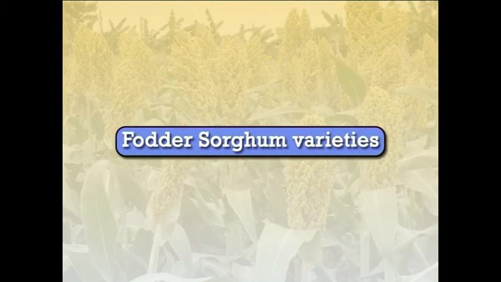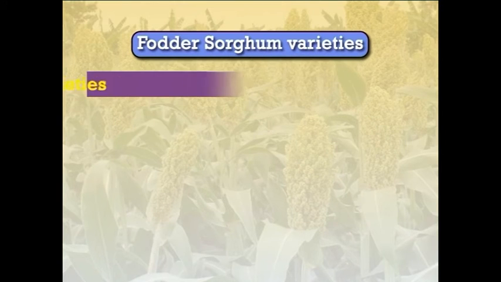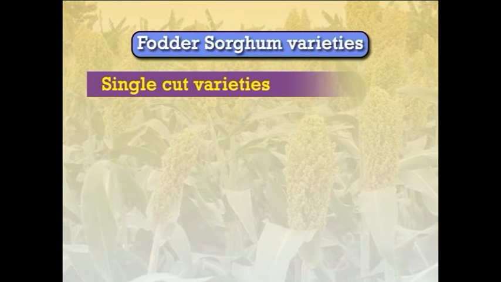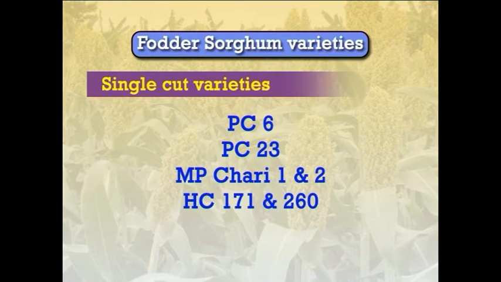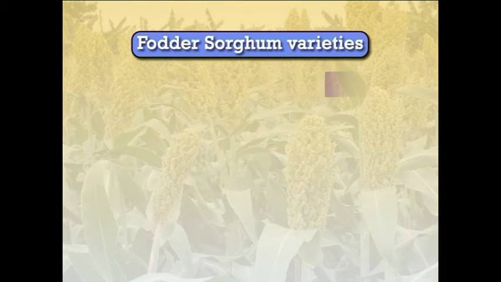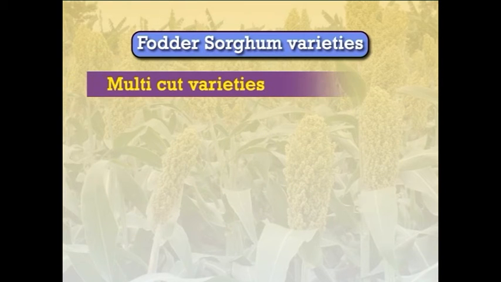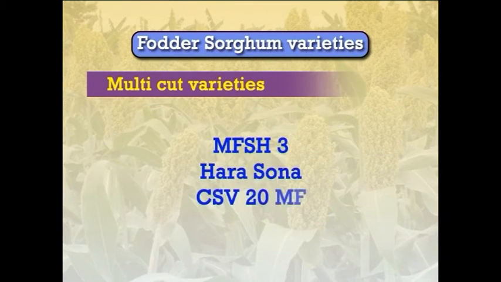Now, let us know together about the promising varieties of sorghum. First, we will see about the fodder sorghum varieties. Among the single-cut varieties, PC6, PC23, MP Sari 1 and 2, AC 171 and 260 can be mentioned. As the multi-cut varieties, MFSH3, Harasona and CSV20MF can be grown.